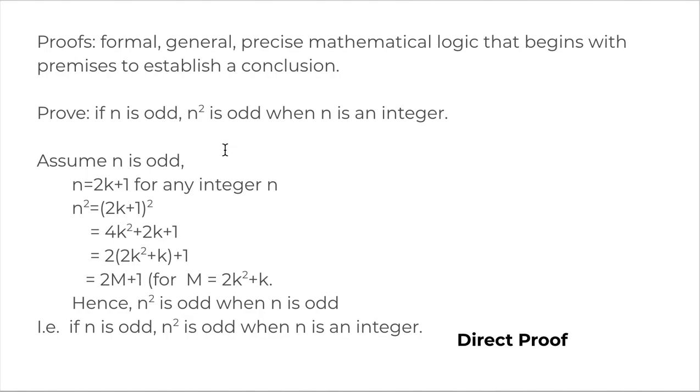You can try to do it as if n is even, then n square is also even, by saying that n is 2k, n square is 2k the whole square, and write it in the form of 2 times m, and say that when n is even, then n square is also even. So that's the form of direct proof. You assume the first statement, then you try to prove the conclusion from that.